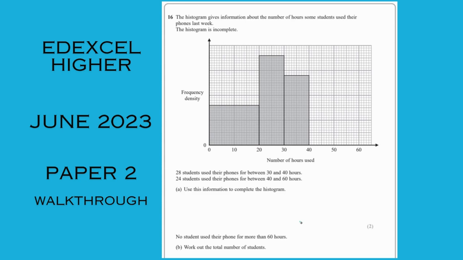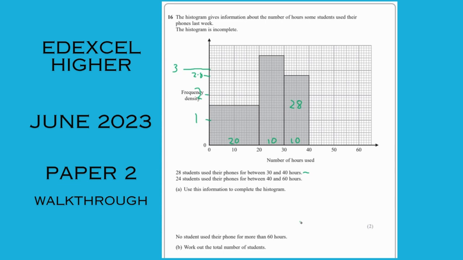So here we've got a histograms question with the key being no labels on the frequency density. So let's look at widths. That's 20, that's 10, that's 10. 28 students are 30 to 40. So that's that chunk there. So area is 28, width is 10, so height is 2.8. And that now gives us the scale. That must be 3, that must be 2, and that has to be 1.